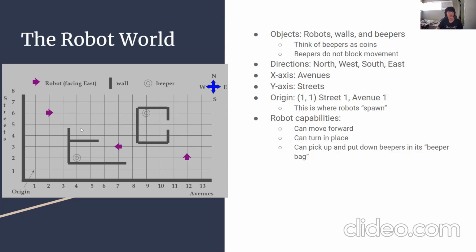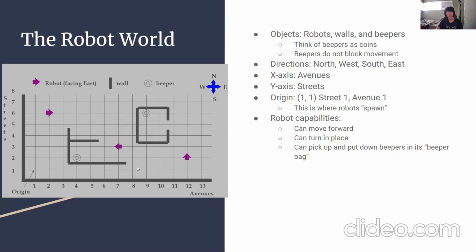If you look on the left, that's your example. The robots are these little purple arrows, right? The way that they are oriented shows the direction that they're facing. So let's say this one's facing east, this one north, this one southwest. This one would be facing west. This one's facing north. That's quite simple.